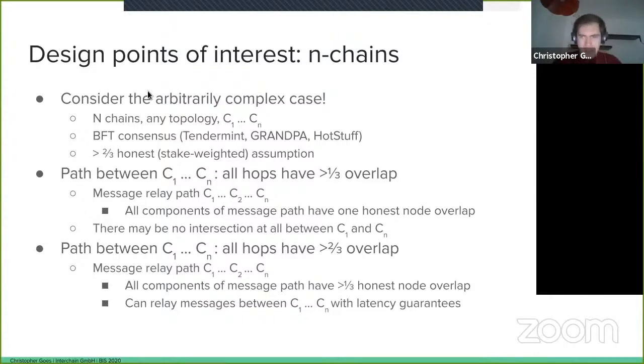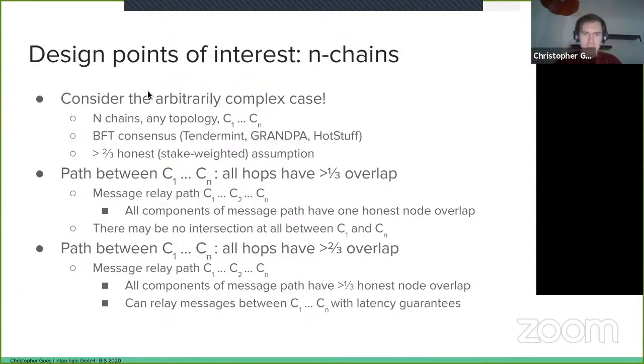Same assumptions as before, BFT consensus, 2/3 honest assumptions. These are like the assumptions the protocols are using anyways. We're not introducing any more assumptions. If you wanted to use these chains, you're already making this safety assumption in the case of BFT proof of stake. So if we think about the generalized case of this cross-chain message passing path, if we have some path between C1 and Cn, where all hops have 1/3 overlap, that is to say C1 and C2 have at least 1/3 overlap, C2 and C3 have at least 1/3 overlap, C3 and C4 at least 1/3 overlap, etc., through Cn-1 and Cn. Then if we use as a message relay path this path where we have at least 1/3 overlap, then we know that there's at least one honest node in all components of the message path.